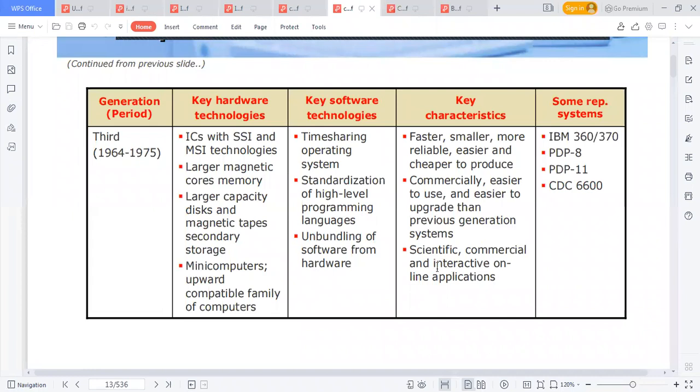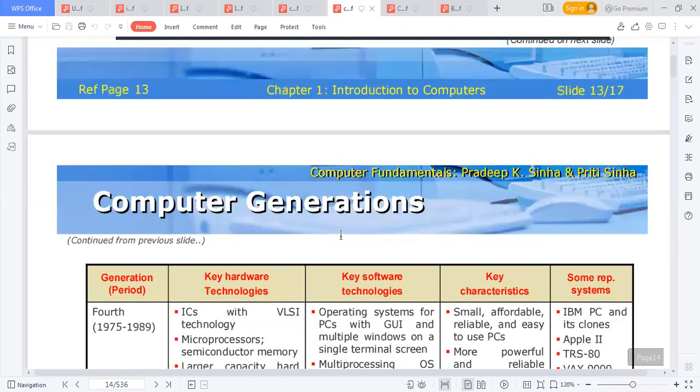These three are the last features of the third generation. So scientific and commercial use were also updated in the third generation. Some representative systems are IBM 360 or 370, PDP 8, PDP 11, and CDC 6600. So these are the main features of the third generation.